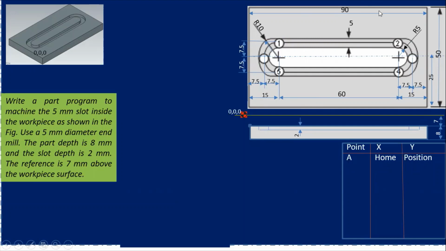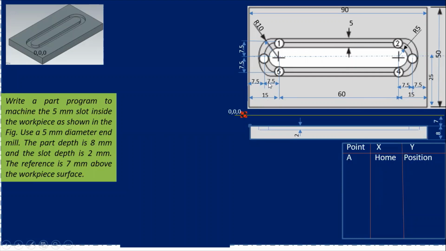Now see here. First, the complete length of this part is 90 mm. The centers are given here, and the center distance is 60 mm. Now 90 minus 60 is 30. So from this position we have taken 15 towards the left side and 15 towards the right side. That is the first thing.